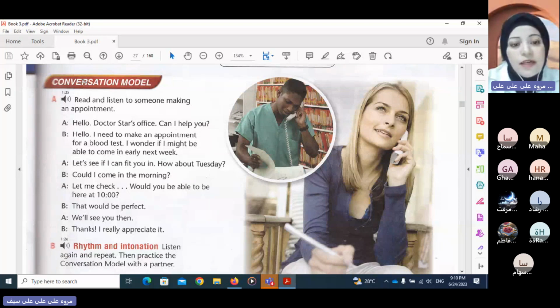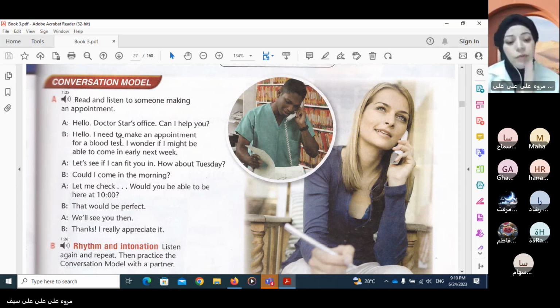So we're having here a conversation model where we are going to read and listen to someone making an appointment. So we are going to read and listen at the same time. Okay, then inshallah, I'm going to get you to listen again and repeat in the pauses. Then we practice the conversation model with a partner. Okay, in pairs, we are going to practice the conversation model together.